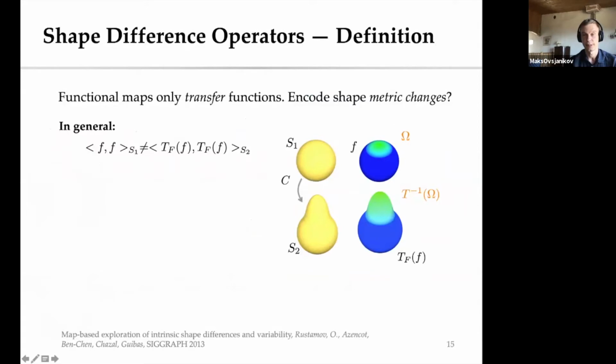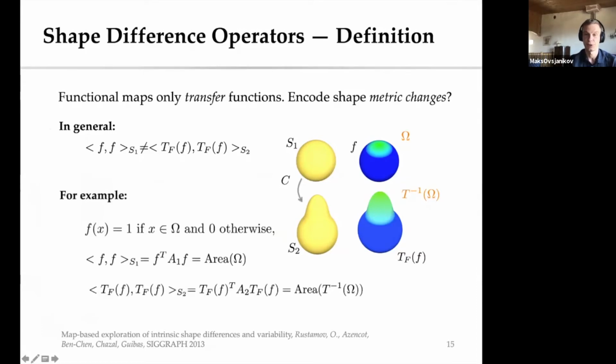Now, a functional map only allows you to transfer functions, so transfer values of functions. It doesn't encode anything about how the shape changes or how the metric on the shape changes. So one way to see this is, for example, if you have a function f on a source shape and you compute its norm, so just the integral of the squared values of this function, then in general the norm of this function is not going to be the same as the norm of the transferred function, right? Why? As an example, suppose that you have a function which is an indicator function of some region, then its squared norm is just the area of that region.